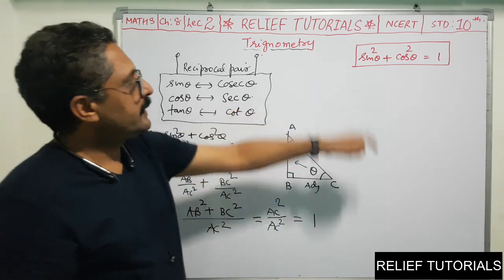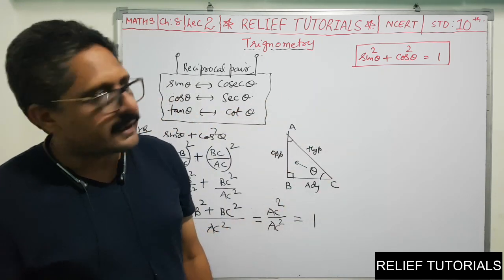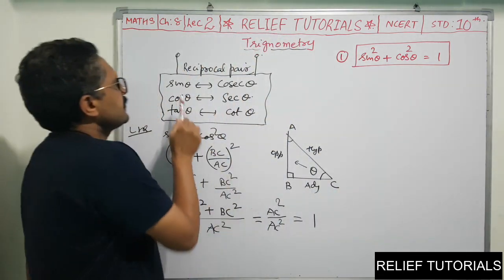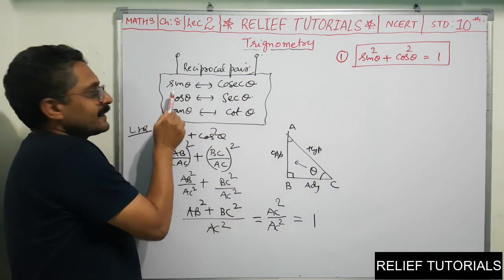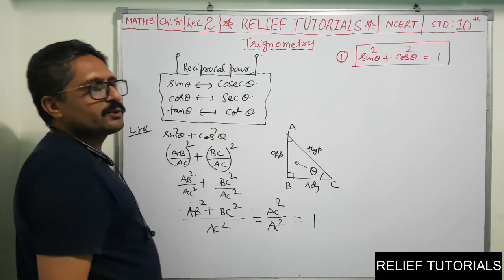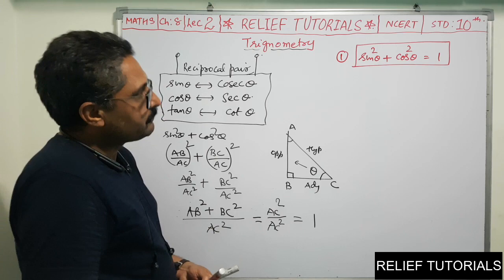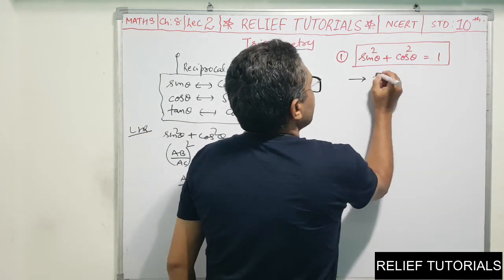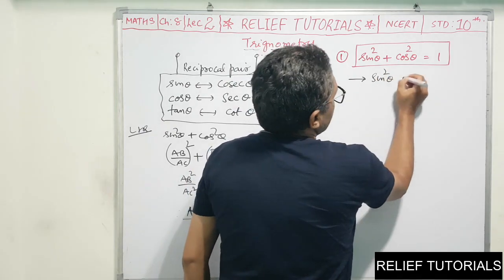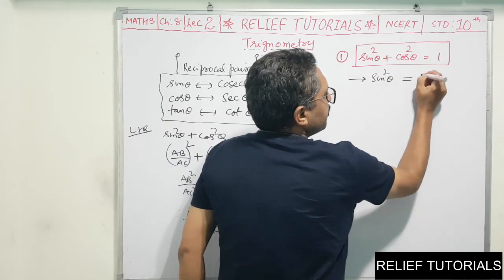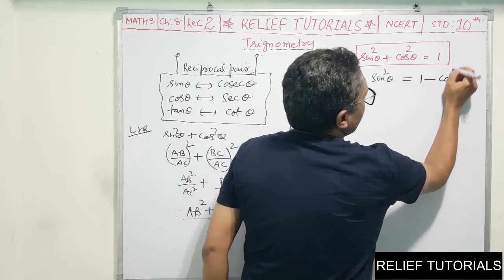So we can say sin square theta plus cos square theta is equal to 1. This is a very important identity. These two basic ratios: the sum of their squares is equal to 1. Now from here I can say one thing: if I want to find sin square theta, it is equal to this, and when cos square theta goes to the other side, it will be 1 minus cos square theta.